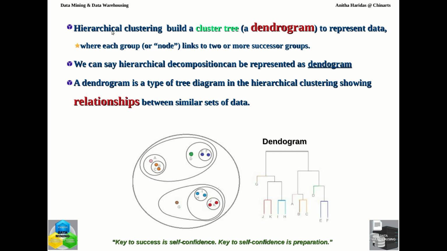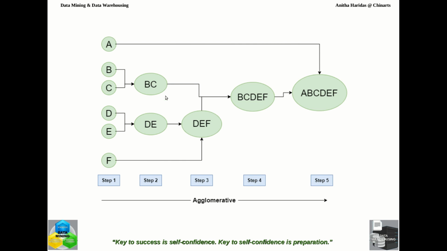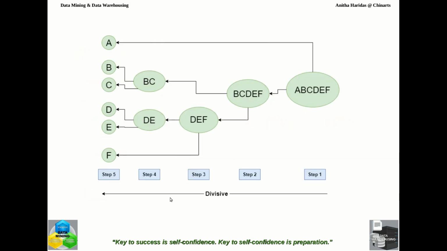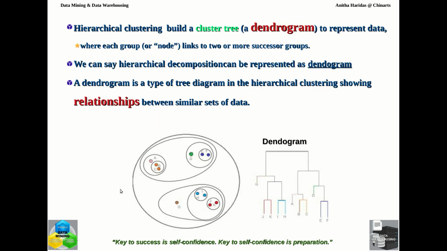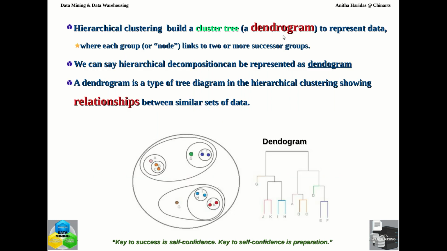Hierarchical clustering, if you observe, builds a cluster tree, right? That is what it is doing. Here also it is building a cluster tree, and here also it is building a cluster tree. This one goes from bottom to top, and here it is top down. Hierarchical clustering is building a cluster tree, and this tree is what we call a dendrogram. This dendrogram cluster tree is used to represent the data where each group or node links to two or more successor groups.